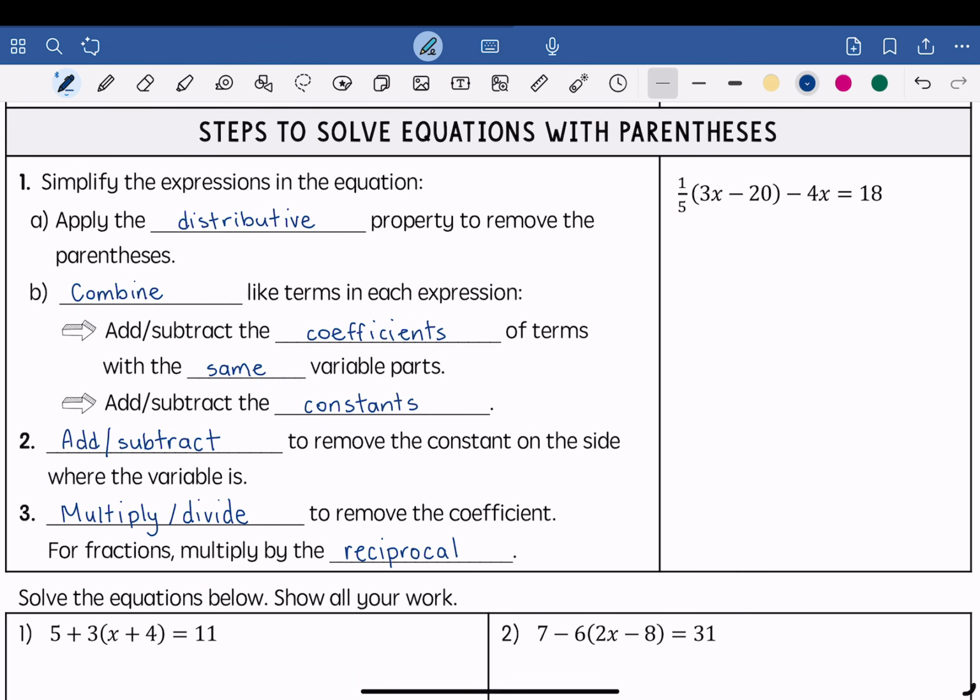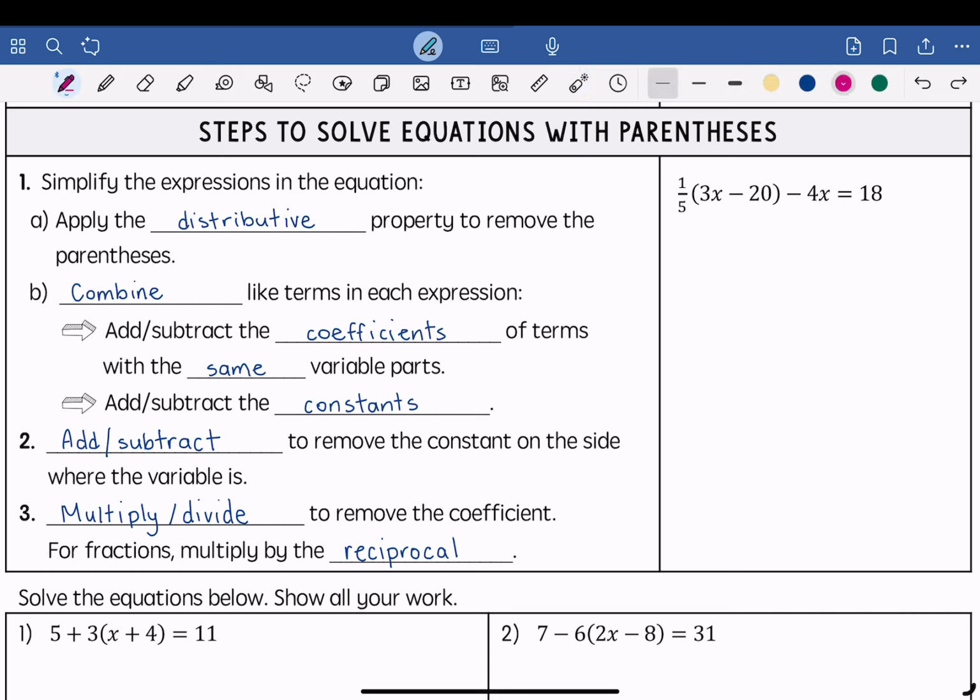So now we'll go over the steps to solve equations with parentheses. So step number 1, simplify the expressions in the equation. So if we look at the example to the right, we have an expression on the left side of the equal sign, and then the expression on the right side. For now, we only have to simplify the expression on the left side, as the one on the right is already simplified. There's nothing to add or subtract. So part A states, apply the distributive property to remove the parentheses. So let's apply step 1A to the example of the question here to the right.